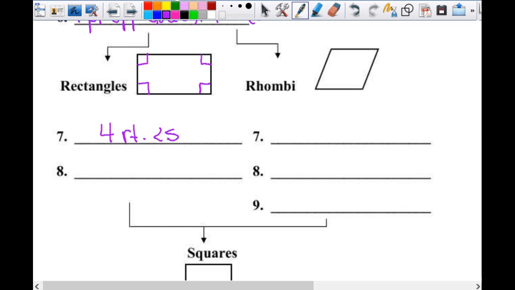And besides the fact that it has 4 right angles, what else? The diagonals are congruent. Good. So those are the 2 things that are special to rectangles, in addition to everything else about parallelograms, right? All right, so maybe if you're a parallelogram, maybe you're a rectangle, maybe you're not, and maybe you're a rhombus. So by definition, what makes a rhombus a rhombus? Good. 4 congruent sides.